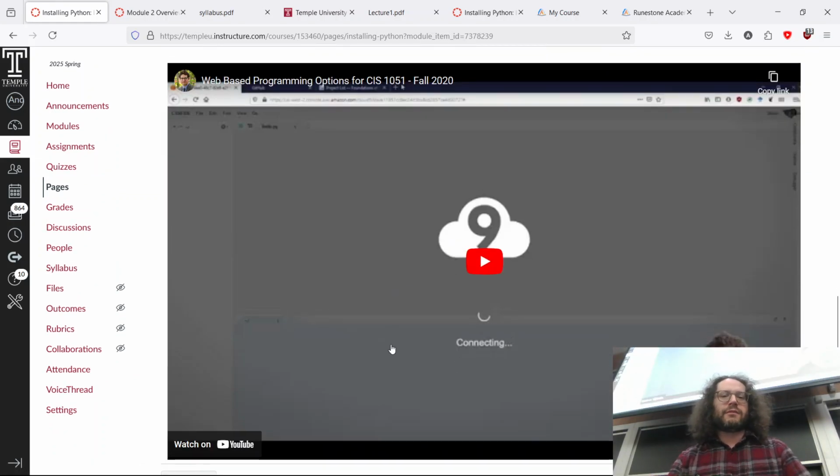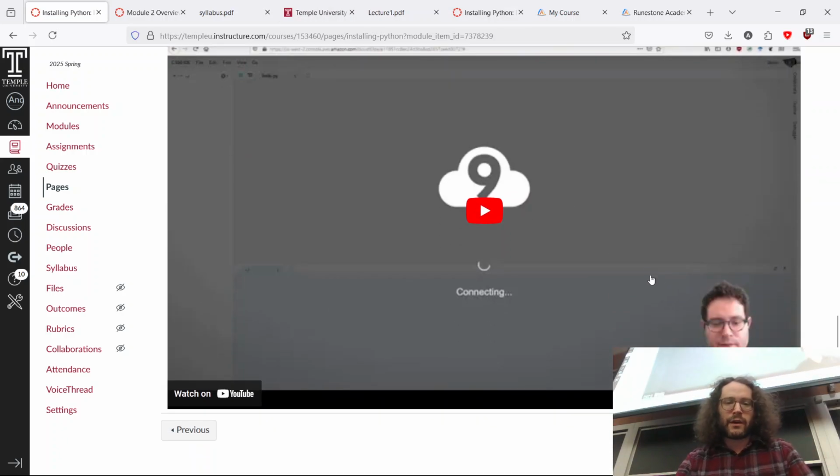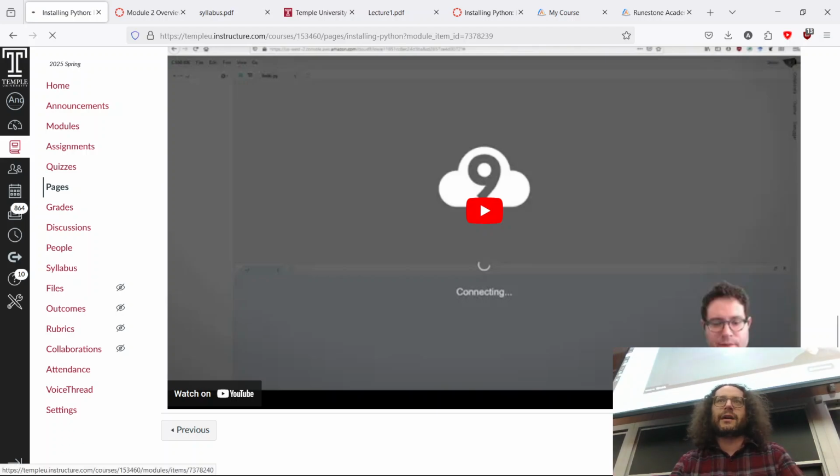And then if you're working with a Chromebook or an iPad or something else, there are some options there, and I go over those. They might be slightly out of date, but there's definitely an equivalent out there.